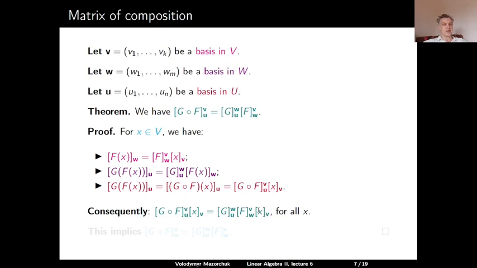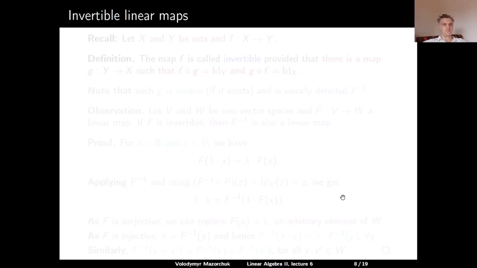Since this is true for any vector x, we can deduce that the matrix of the composition of G and F in our bases is equal to the product of the matrix of G and the matrix of F. So this completes the proof of our theorem. Now that we have talked about the composition of linear maps, we can talk about invertible linear maps.